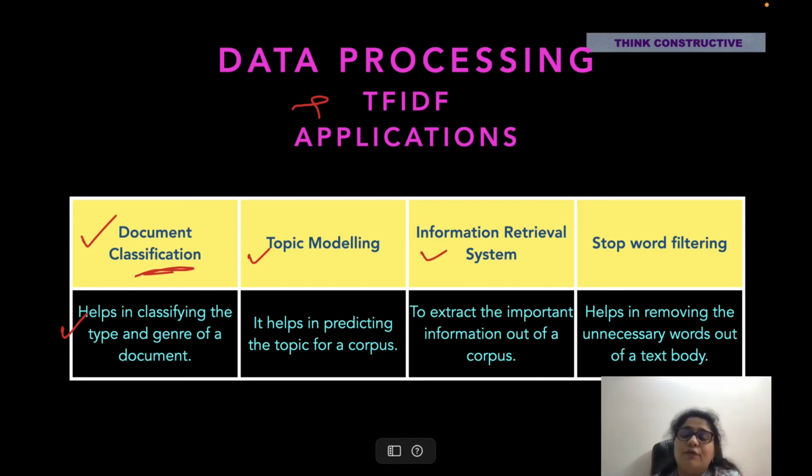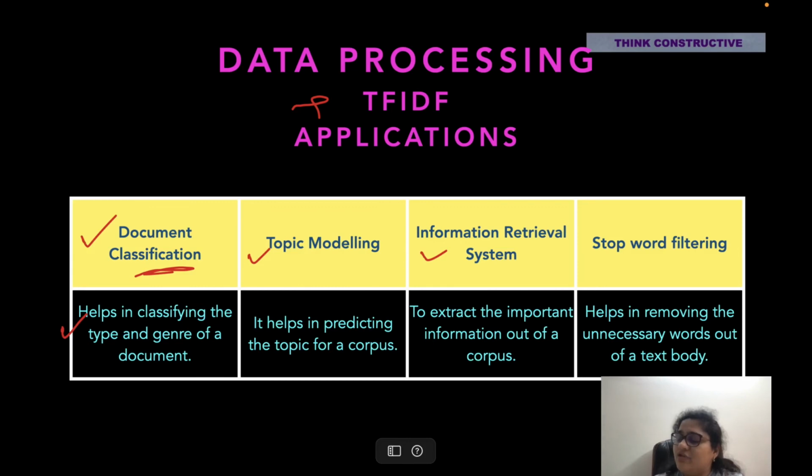Now, the next thing is the information retrieval system. Again, a similar thing: to extract the important information out of a corpus. How? Because you are getting the most valuable words. That means you are extracting the most important information from the corpus. Not you, the machine. So the machine will be able to extract finally the most important information from the corpus and help in retrieving the crux, or the important information, from the corpus.